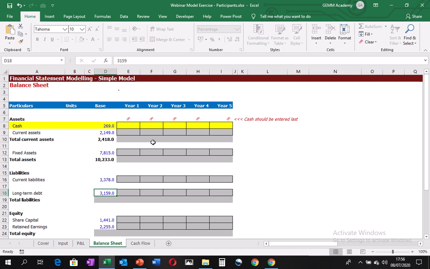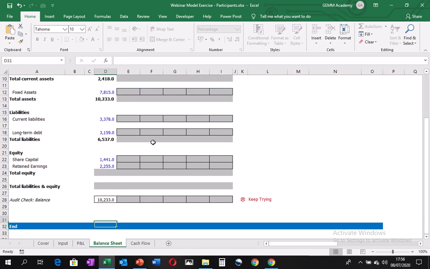Then the current liabilities plus the long-term debt will give us our total liability. So we'll sum that as well. So I'm going to start with current liabilities, then comma, then I go and include the long-term debt. So we'll move to equity. Equity is share capital plus retained earnings. So I'm going to sum that as well, and you've got that.